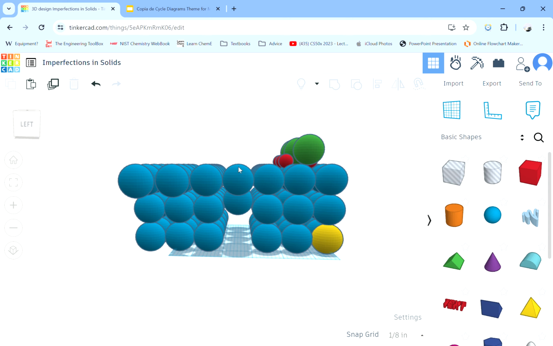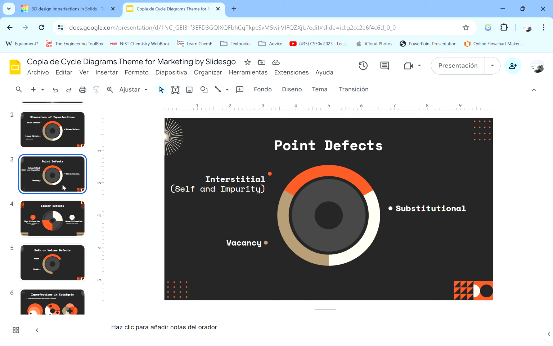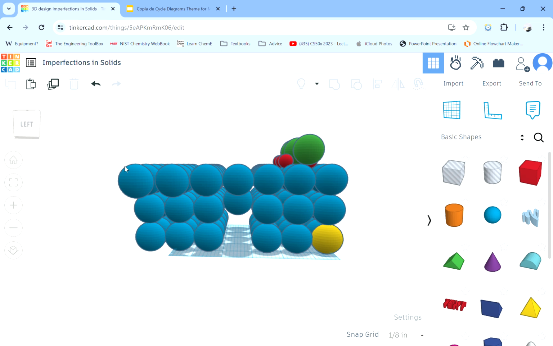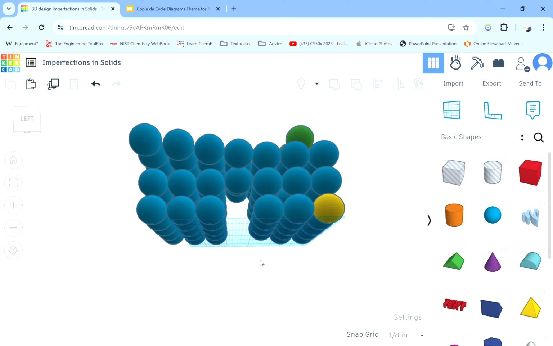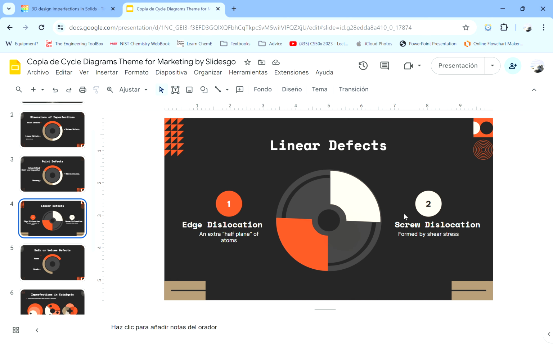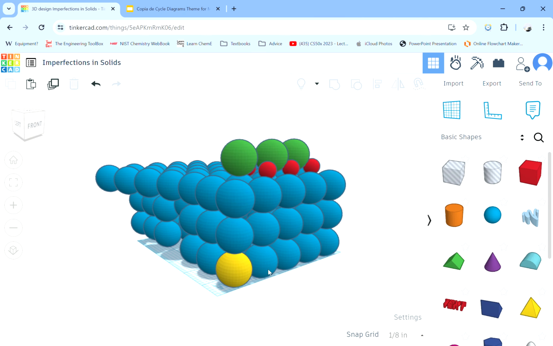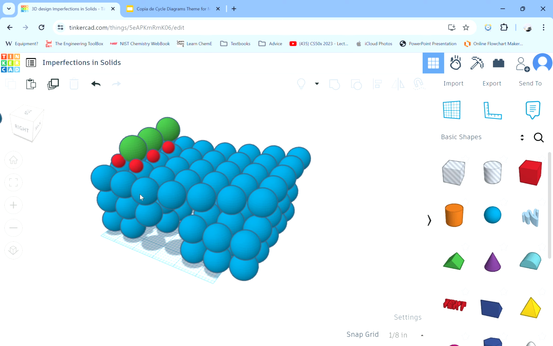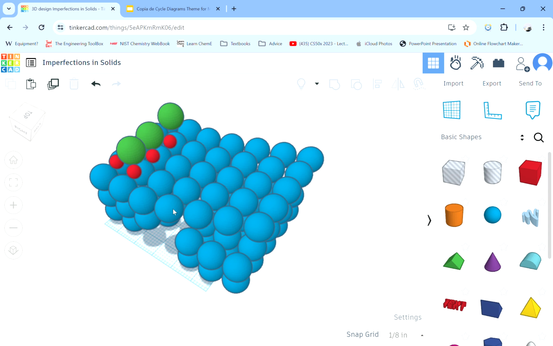This would be an example of a line defect that is called an edge dislocation. As you can see, the extra half plane of atoms is on this top row, and the extra half plane is this column, which causes the edge dislocation between these two. The screw dislocation is formed by shear stress, and as you can see, if shear stress was applied along this surface, now there is a new direction of the plane.